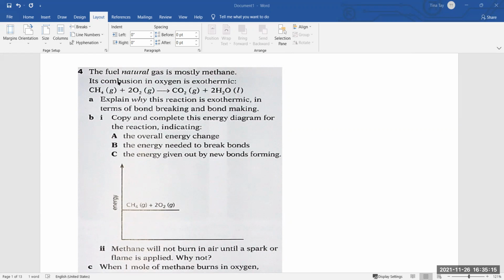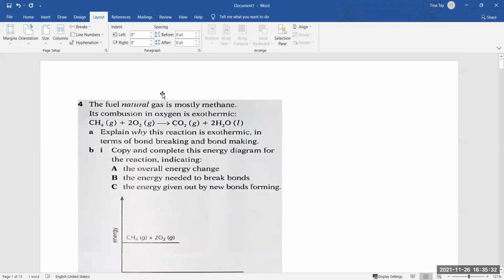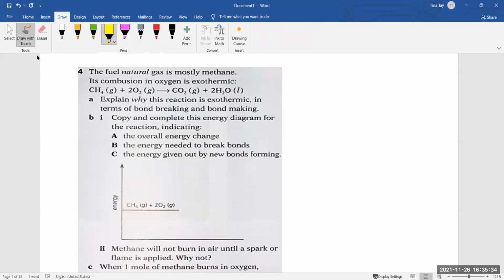All right. The fuel natural gas is mostly methane. The combustion of oxygen is exothermic. Okay. The combustion is exothermic. Okay, so this is the equation of methane burning in oxygen to produce carbon dioxide and water. Explain why this reaction is exothermic in terms of bond breaking and bond making.